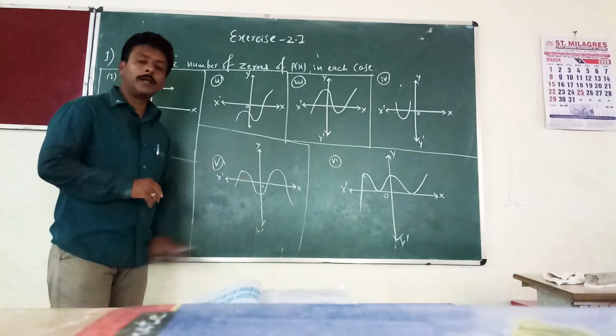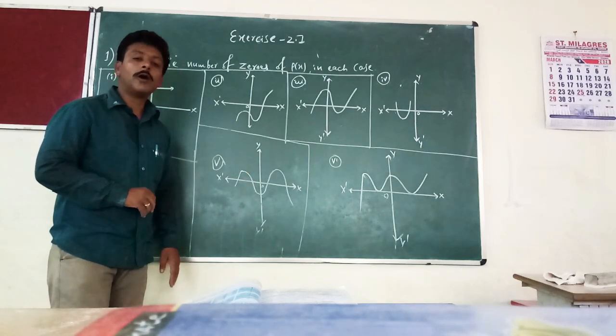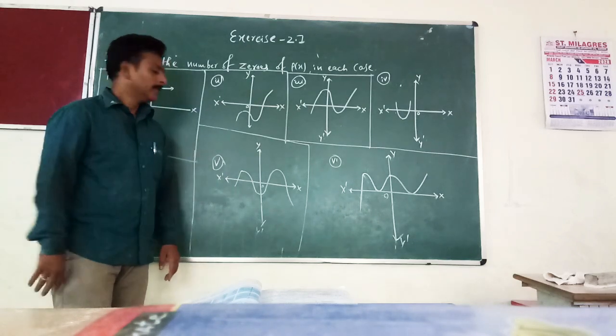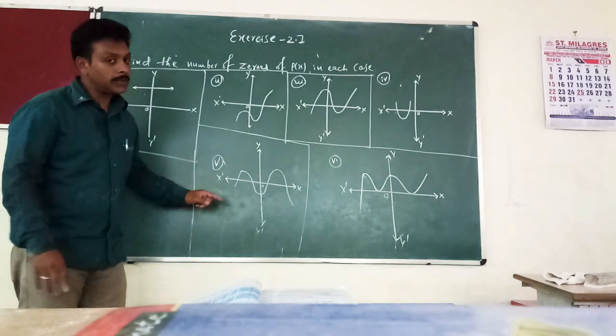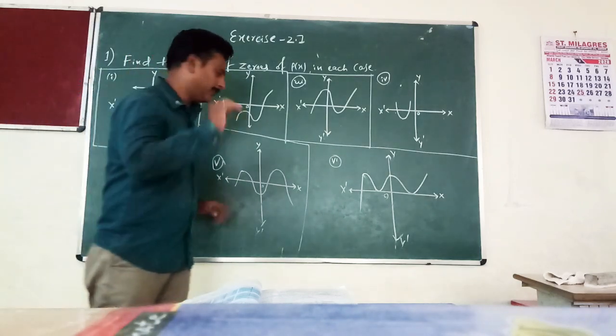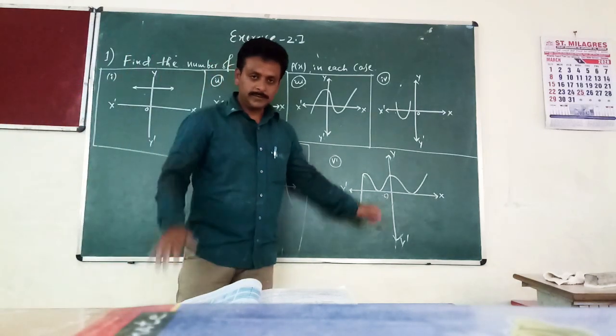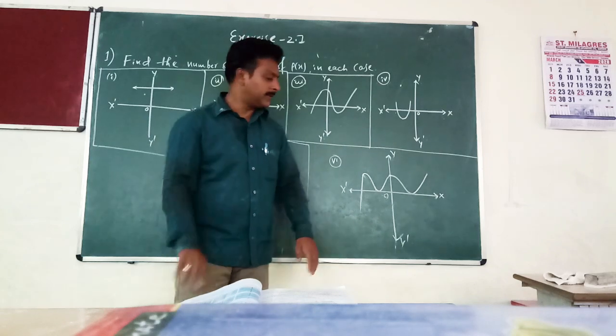Therefore, the given polynomial has how many 0? 4 zeros. The zeros of the given polynomial are 4. Last one, sixth one. I think you can answer it.